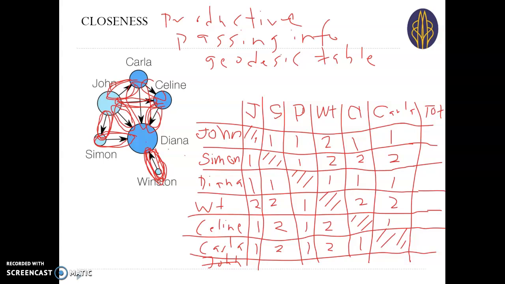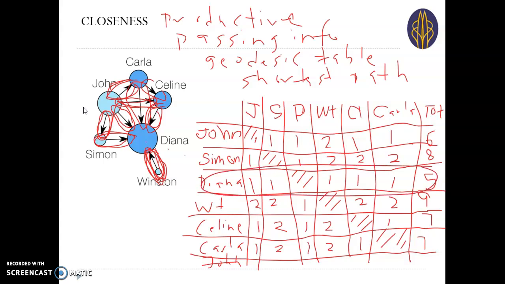Alright, so we count the total of this geodesic table. 2, 4, 6, 8, 9, 7. So in this case, the winner or the most productive person in passing information through the geodesic table, because the keyword is the shortest path to all, very near to others, it's Diana. Diana is the closest person to others that can communicate very productively to the others.